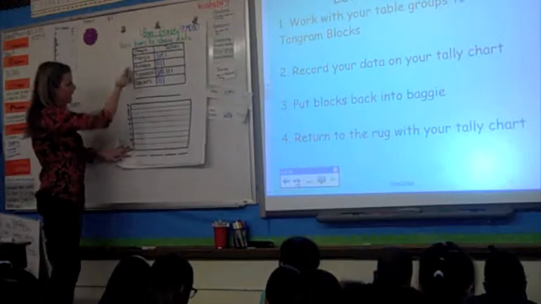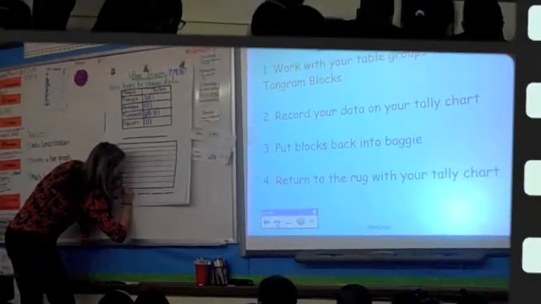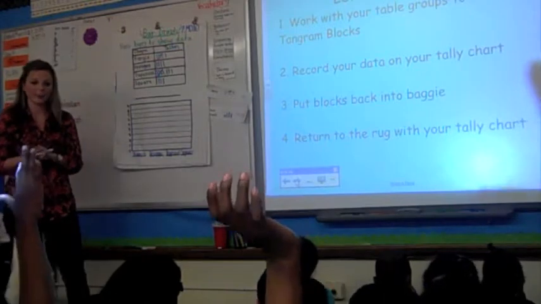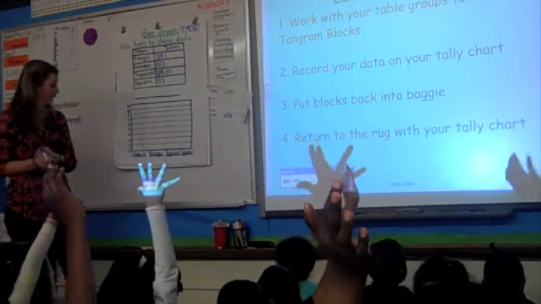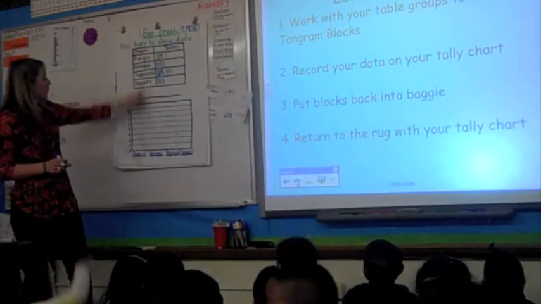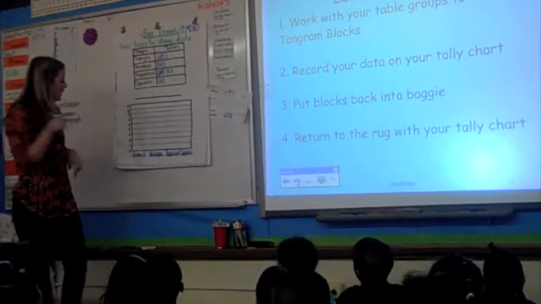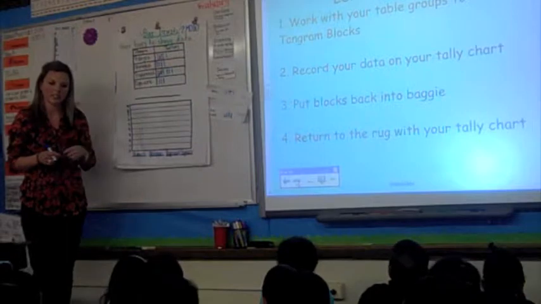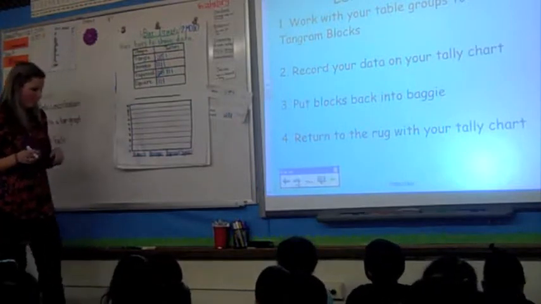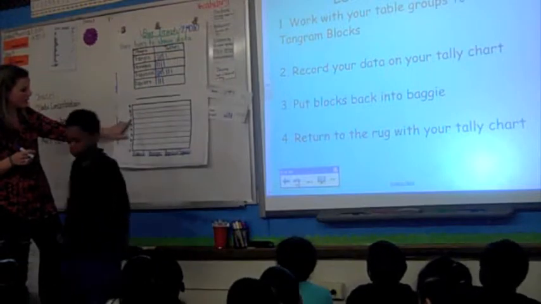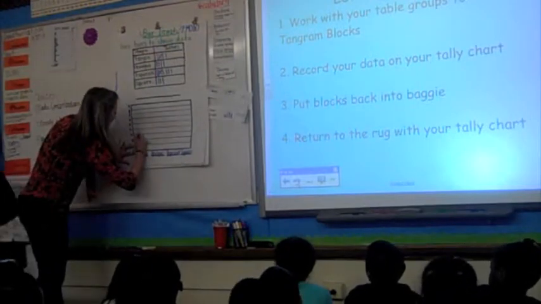So on my first line, I'm going to write triangle. Where should I color to show my data for my triangle? Tyler? 6. Yep, 6, because I have 1, 2, 3, 4, 5, 6. Can you come up and show me where I should color? Okay, up to my line that goes to 6. So I'm going to make my bar.